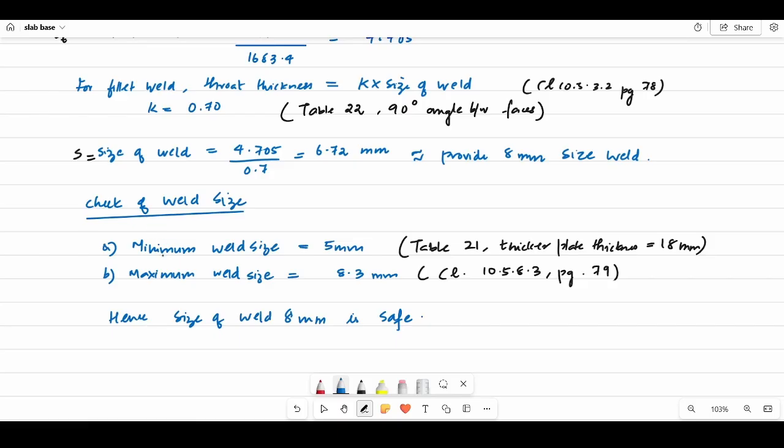We can do it or not, but we always know the minimum weld size is based on table 21, which gives it based on the thickness of the thicker member. We know that our base plate thickness is 18, and from that we select 5 mm as the minimum weld size. The maximum weld size is given in clause 5.8.3, which is based on the minimum thickness of the members to be connected, that is the ISHB and base plate, and from that the minimum thickness gives the weld size of 8.3. The assumed value of 8 mm is in between these two values, that is 5 and 8.3. So the weld size is safe to provide. So this is how we design a welded connection for a column which is to be connected to a slab base.